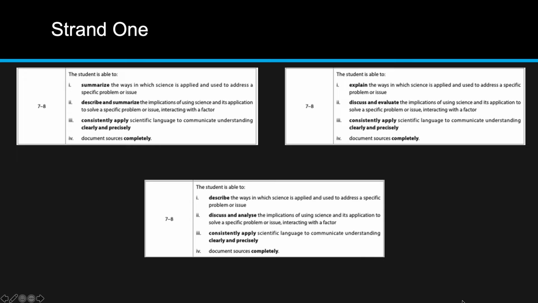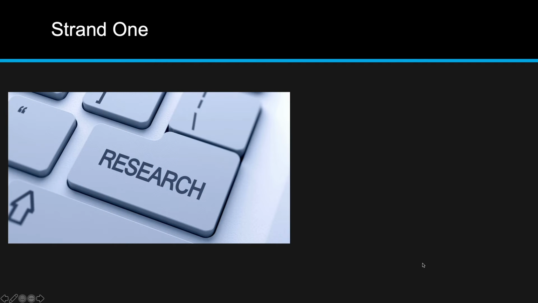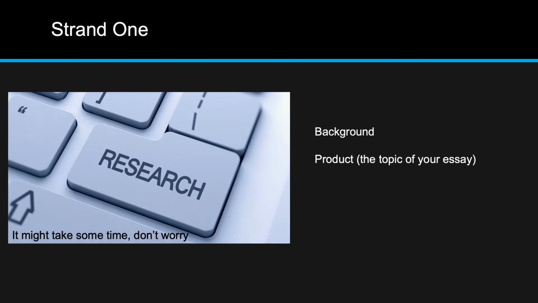In Strand 1 of the Criterion D rubric, the student is expected to summarize/describe/explain the ways in which science is applied and used to address a specific problem or issue. This is for the 7-8 level. This part of the essay is primarily research-oriented and can be divided into 2 parts: the background or the context of the product, and the product.